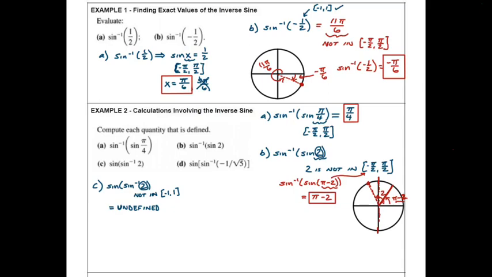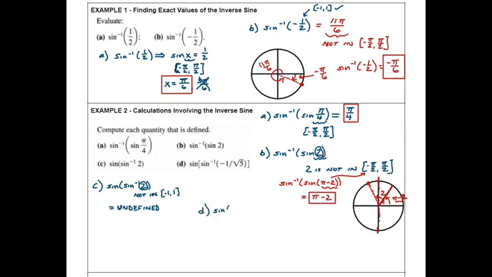The difference between C and B is in B we're looking at an angle, and there's symmetry on the unit circle where I can rewrite it, whereas in C, the input for sine inverse is a value that must be between negative 1 and 1, and 2 is never something that I can evaluate. So that one would be undefined.